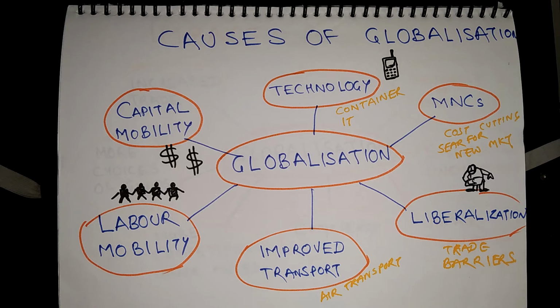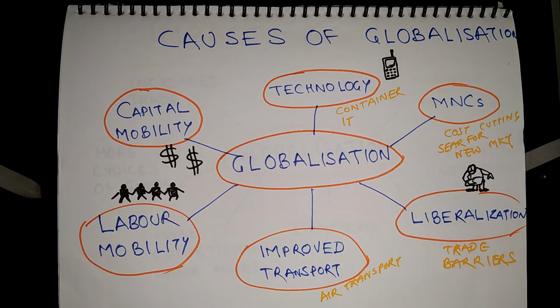So in order to reduce the cost, the MNCs started operating different processes in different locations of the globe, and that is how globalization spread. Then came the role of liberalization. Right from the 1980s, the WTO, and before that GATT, the General Agreement on Tariffs and Trade, started advocating for liberalization, for reducing the trade barriers.